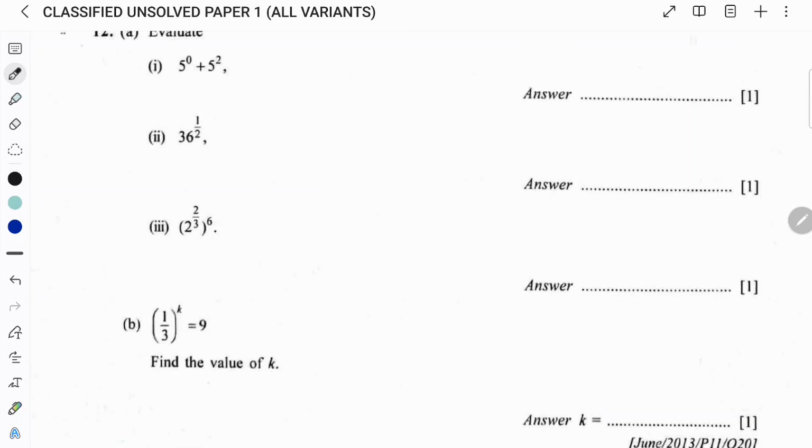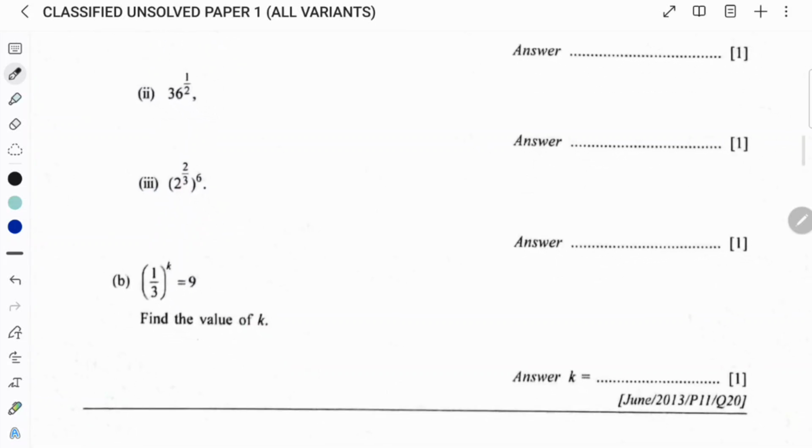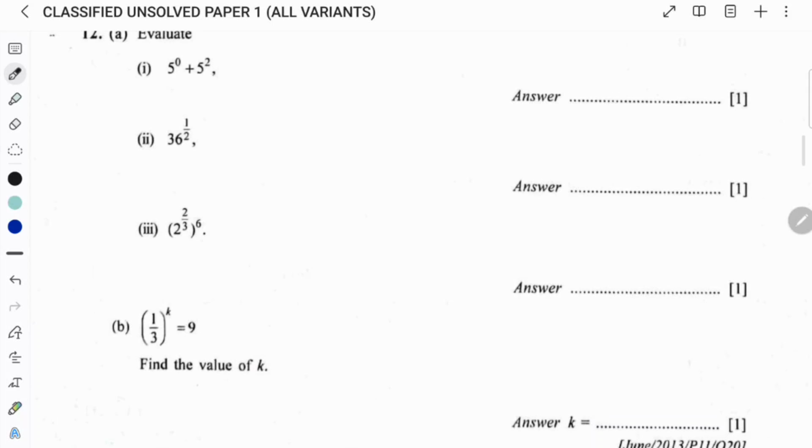Now look at this part, 1 and 2 is easy. I'm doing the third and part B of this question number 12. They're all past paper questions. Okay, so 2 to the power 2 over 3 times 6, you multiply. 3 times 2 is 6, 2 times 2 is 4, and it is an evaluate question, so we know that we'll have to find the final answer. Don't keep it in the index form.